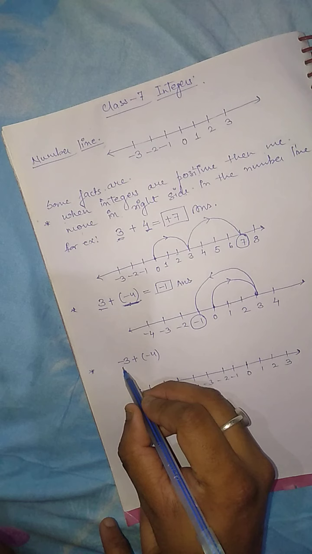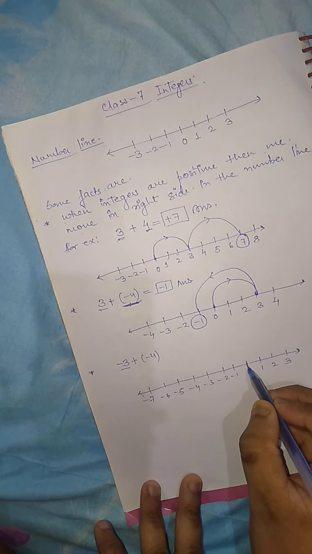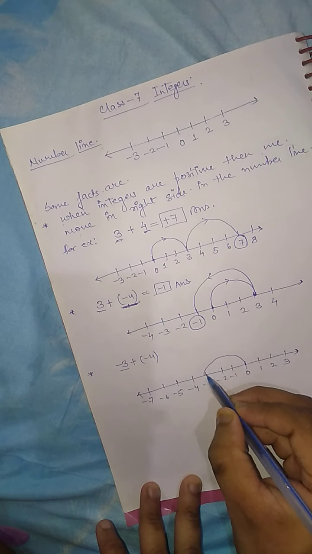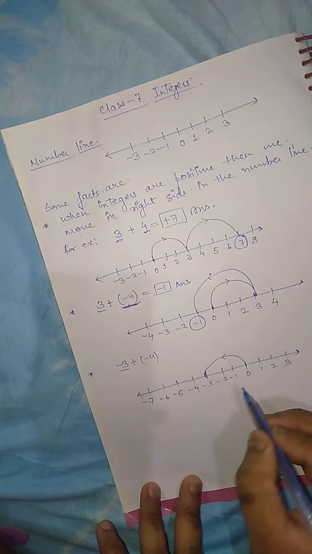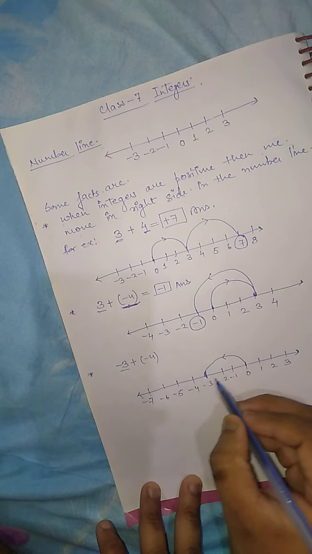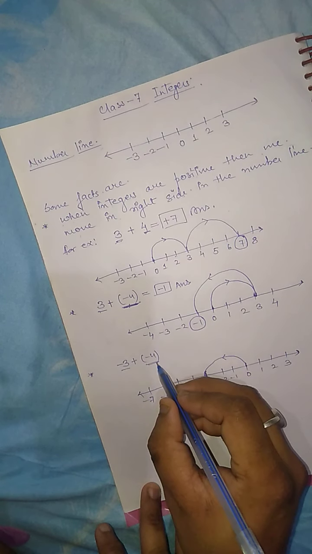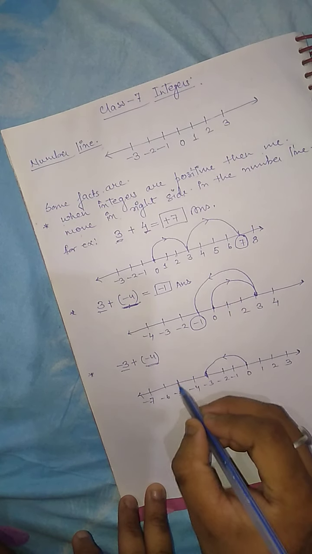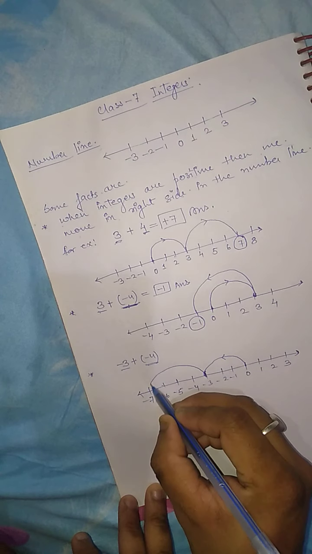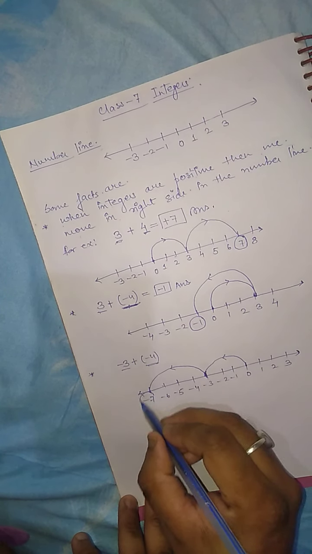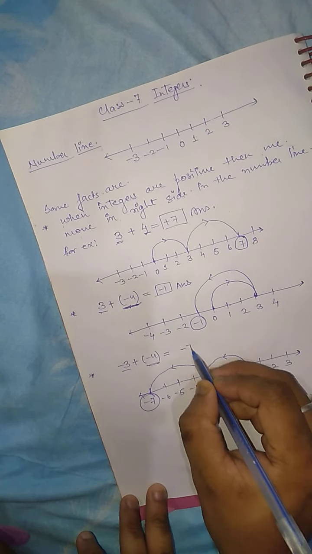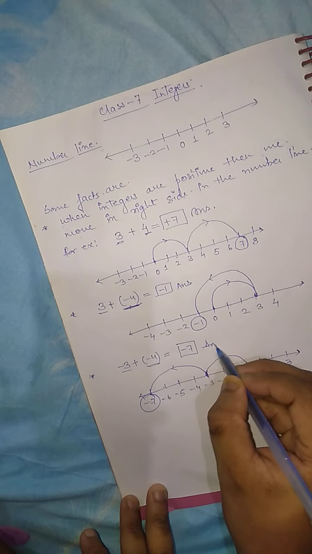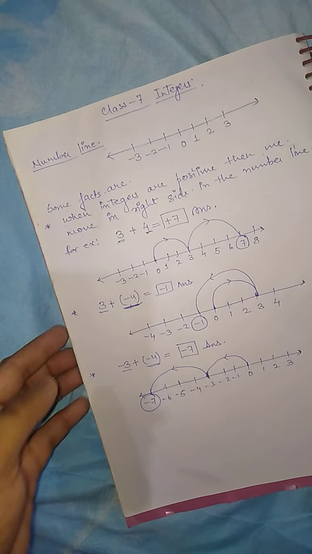So start from 0. The first integer is negative. So you have to move in the left direction by how many steps? 3 steps. 1, 2, 3. Now again the second integer is also negative, so you have to again move in the same direction by 4 steps. 1, 2, 3, 4. So we reach at minus 7. So minus 7 is your answer. Clear?